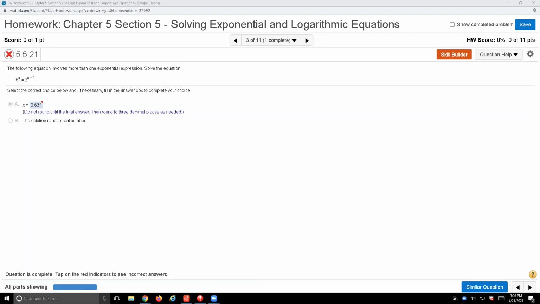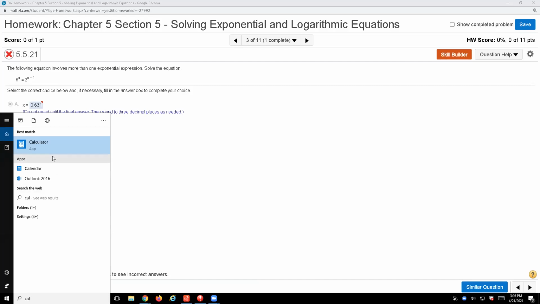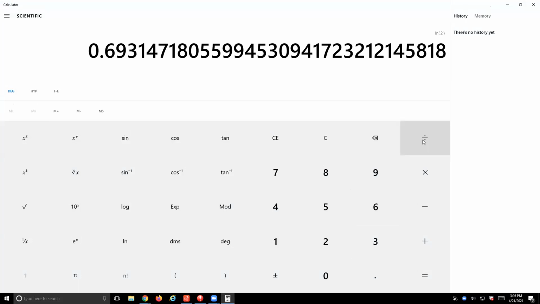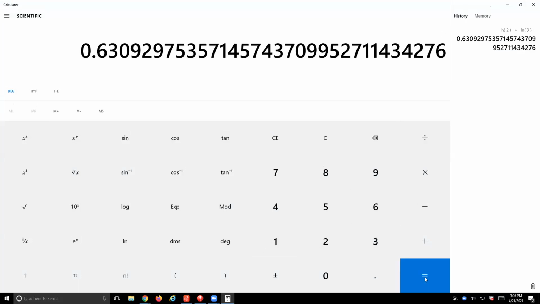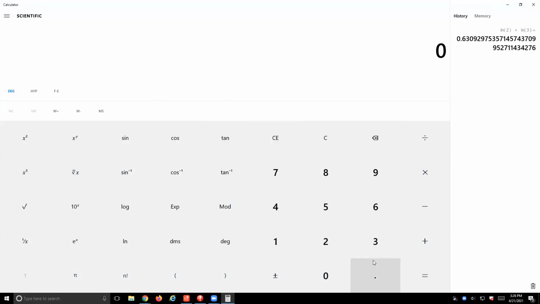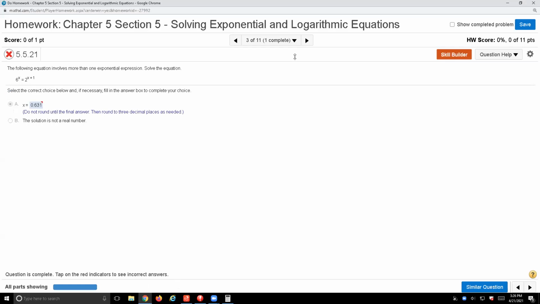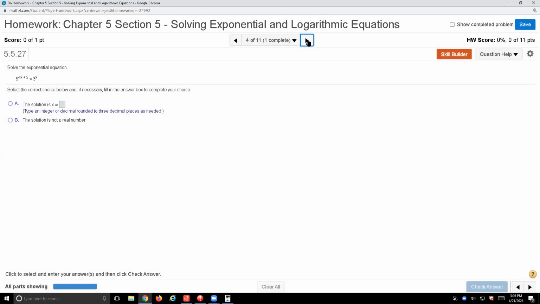On calculator, we have ln of 2 divided by ln of 3 equals 0.6309. Interesting. Do the same thing here.